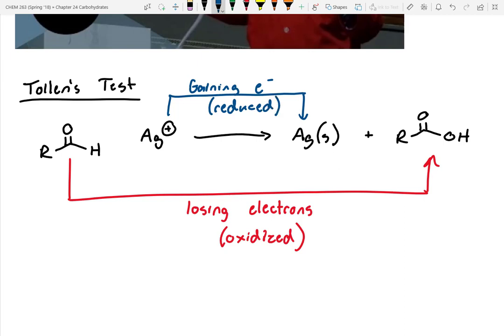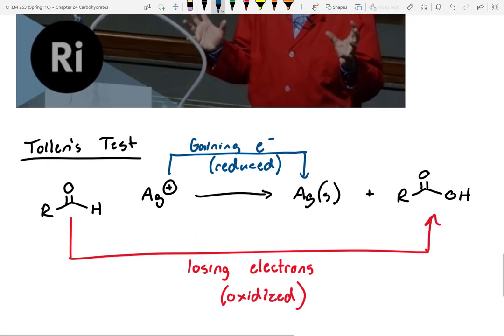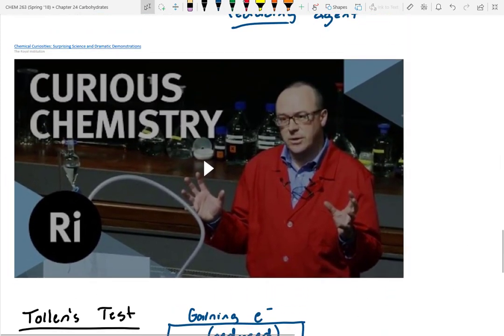All right, so what people used to do is they would mix sugar with silver cations. They would shake it up. The silver cations would plate out as silver solid. And I'll show you this cool video of this being done in a lab setting. Hopefully this will work.